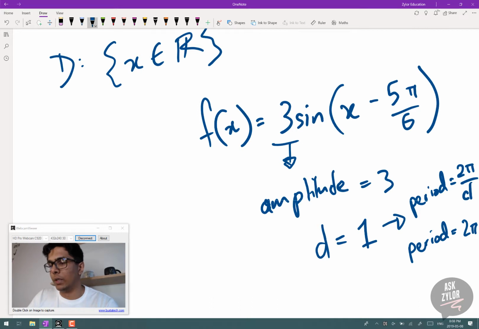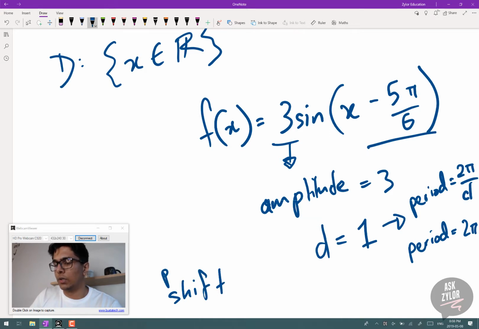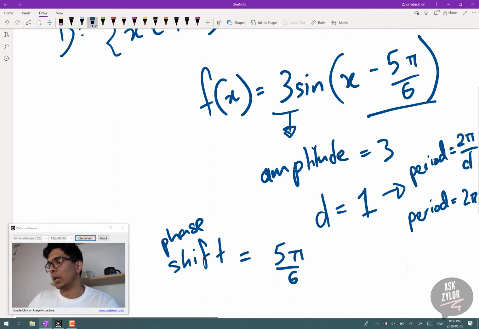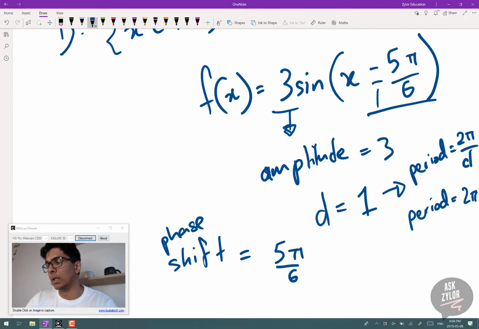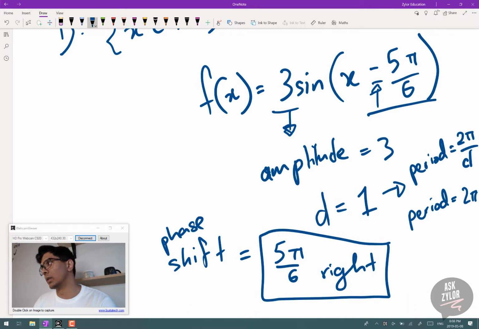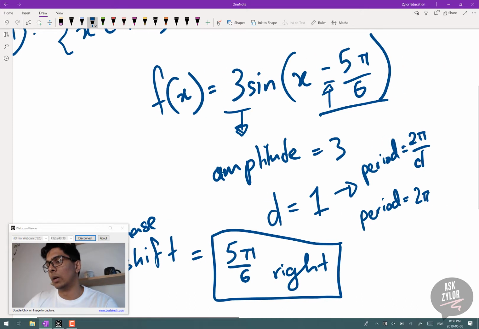Now I have a phase shift because if I'm adding or subtracting something to the x, that means I have a phase shift. So my phase shift is going to be 5 pi over 6. Right? Is it left or right? This minus sign tells me it has to be 5 pi over 6 to the right. So I have a phase shift of 5 pi over 6 to the right.